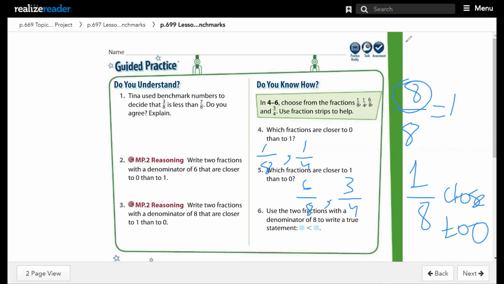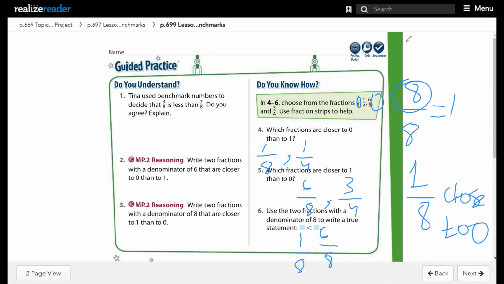Question number 6, use the two fractions with a denominator of 8 to write a true statement. Out of 8, it means we will use 1/8 and 6/8. Which one is greater? As we know, 6/8 is greater than 1/8. So I will put the bigger one on the right side, because the sign is open to the right side.